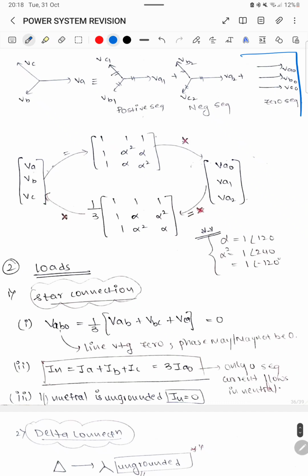Now your question must be, what is alpha? Alpha is nothing but 1 at an angle of 120 degrees. So alpha square naturally becomes 1 at an angle of 240 degrees, which is also 1 at an angle of minus 120 degrees.